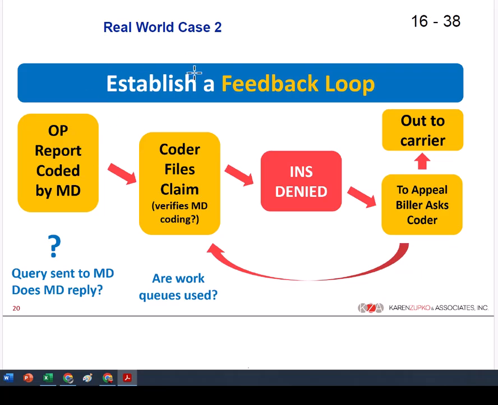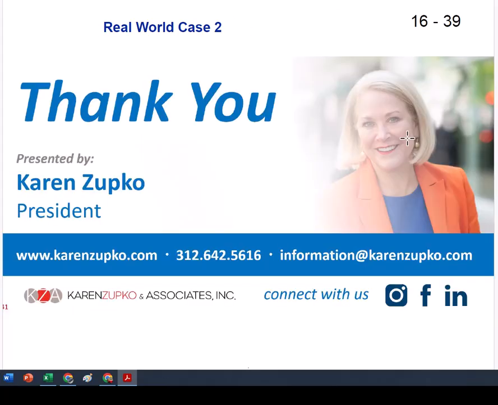Establish a feedback loop. This is the same thing that I mentioned before with the faculty practice plan. My report was very similar to this, only not as pretty. There was no feedback loop, right, between the denial and back to the source to get the root cause of the issue and fix it.